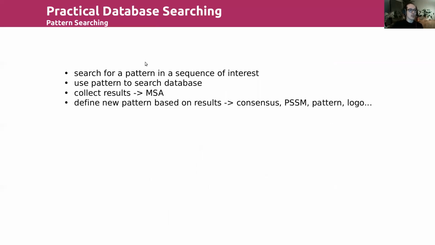So just to summarize that: you search for a pattern or a sequence of interest, use the pattern to search the database, collect the results, do a multiple sequence alignment, define a new pattern based on the results, and then hopefully at the end you get a really nice consensus or PSSM pattern or logo for that particular family.